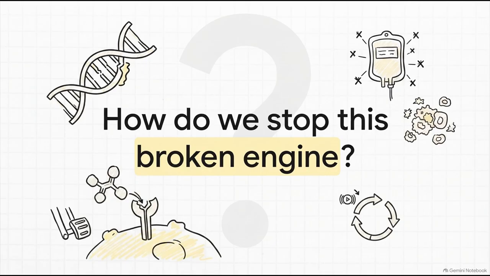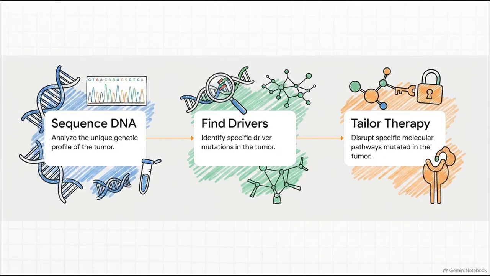In traditional treatments, like standard chemotherapy, the goal is often just to broadly kill rapidly dividing cells, which, as you probably know, can cause significant damage to normal healthy tissues too. But what if we could use the cancer's own unique genetic code against it? That exact question is the foundation of precision medicine, and it follows a highly logical process.